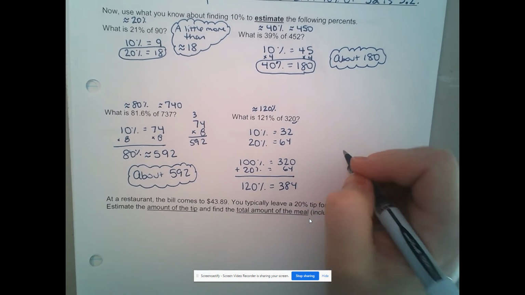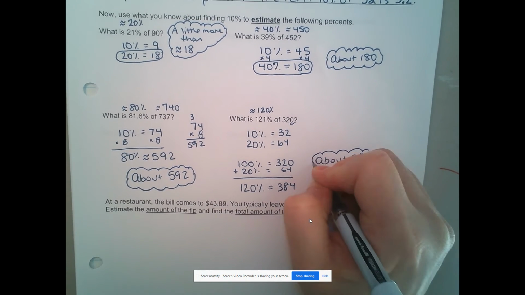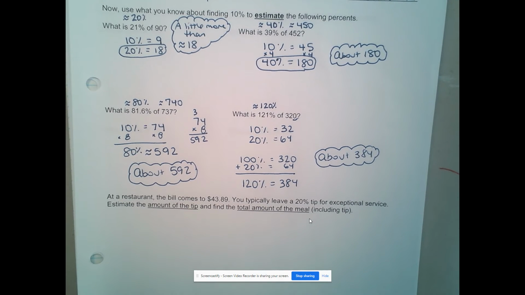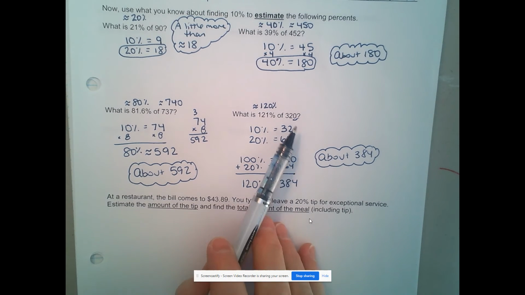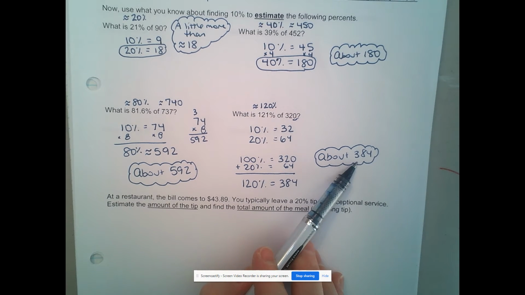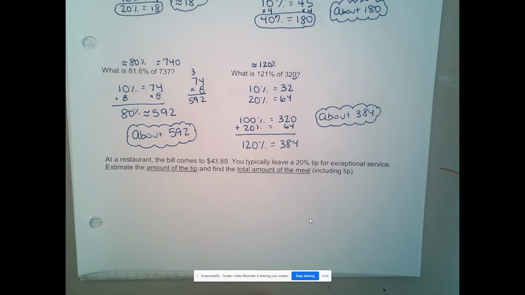So we could say about 384 as our final answer because we have 100% of the original number plus the extra 20%. You'll also notice that our original number is 320. Since we wanted a percent over 100%, our final answer was higher than 320, which is exactly what we would expect.